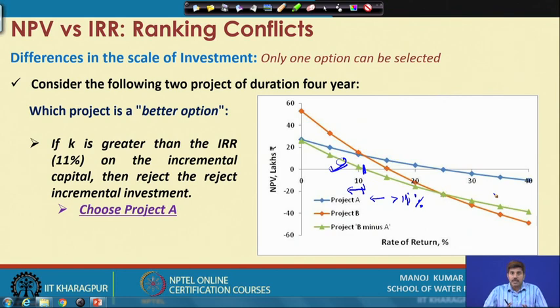So, this way one can make a decision, considering additional investment options, or choosing among mutually exclusive projects with different degrees of initial investment. Interestingly, this analysis shows that we analyzed net present value fairly easily for the incremental investment as well as for the 2 projects.